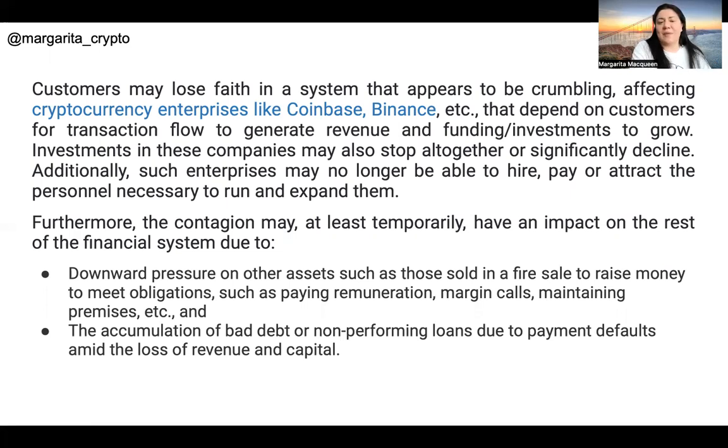Furthermore, the contagion may at least temporarily have an impact on the rest of the financial system due to downward pressure on other assets such as those sold in a fire sale to raise money to meet obligations such as paying remuneration, margin calls, maintaining premises, and more. The accumulation of bad debt or non-performing loans due to payment defaults and then the loss of revenue and capital. Can they make sales or it's a war, right?